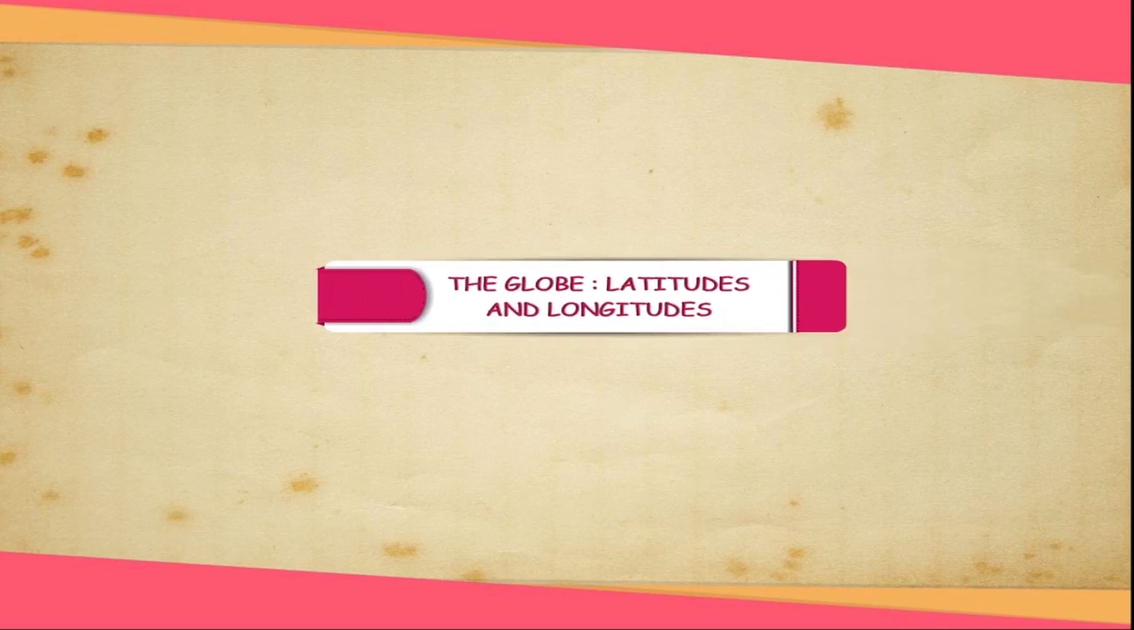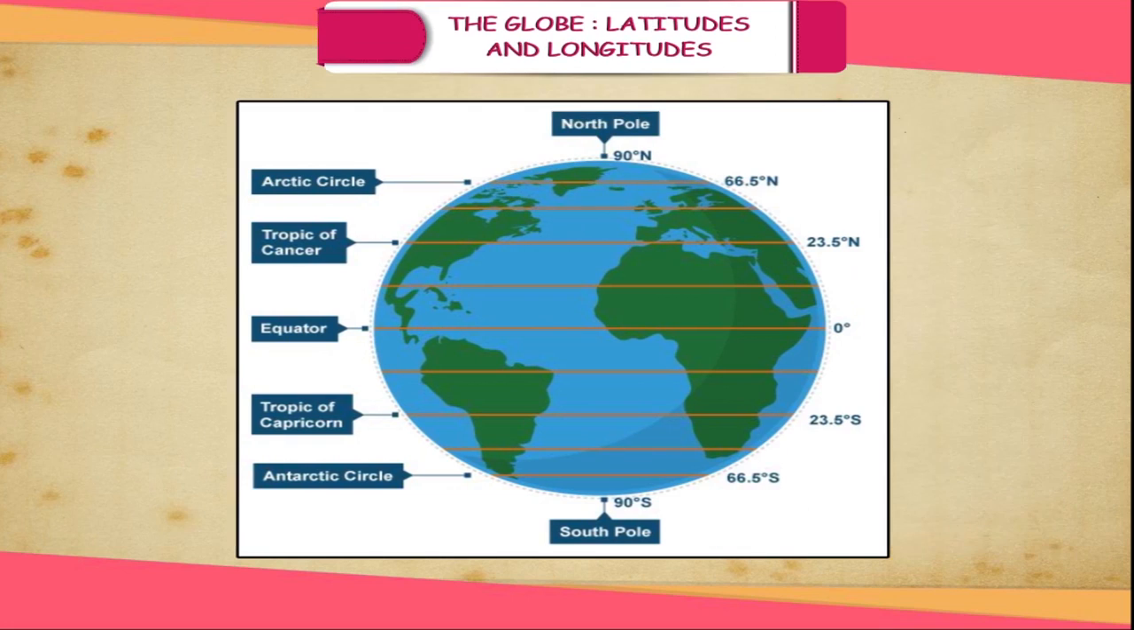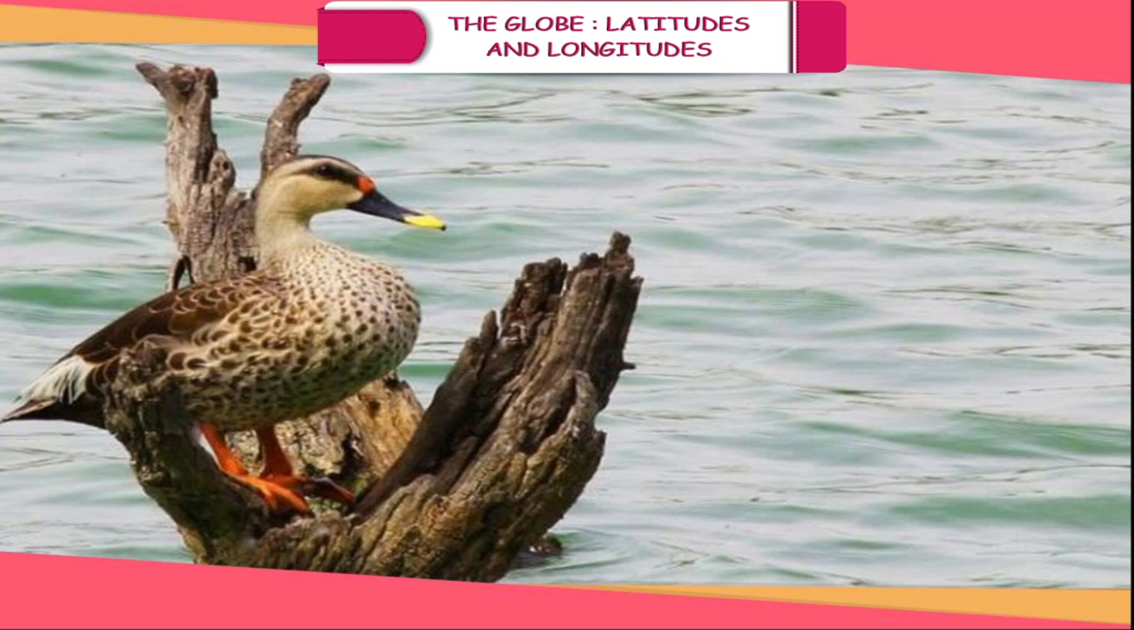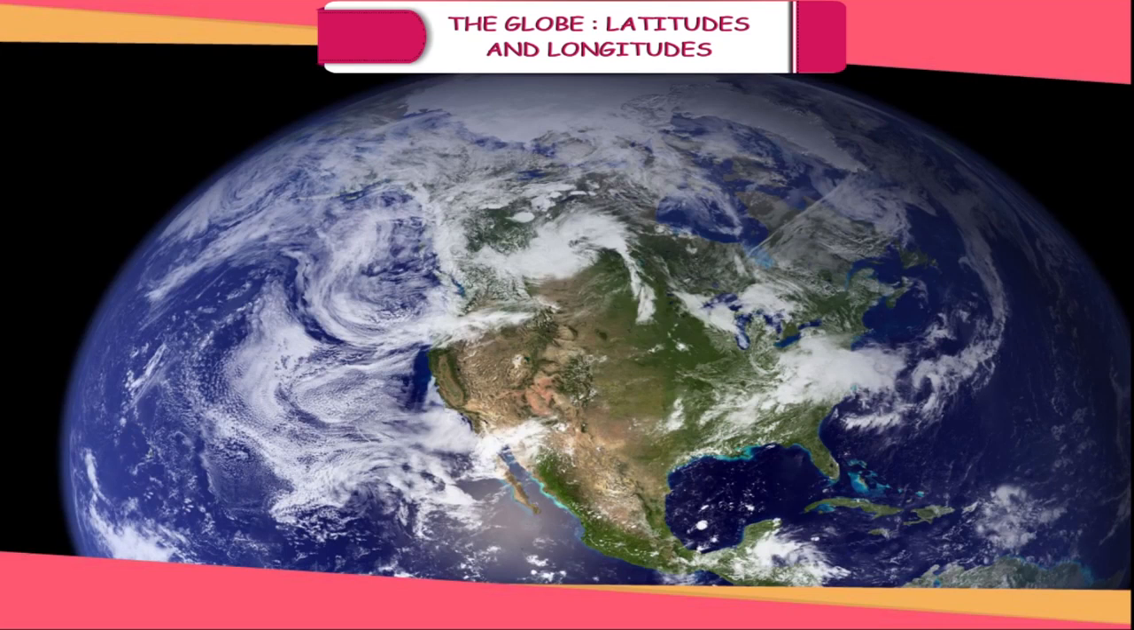The globe, latitudes and longitudes. We want to know more about Earth, as Earth is a fascinating place to live in. To know it better, we need to find a true representation of it. Our Earth is neither round nor a perfect sphere.